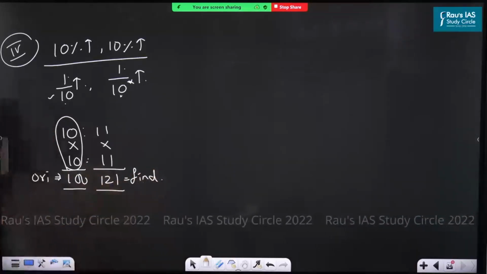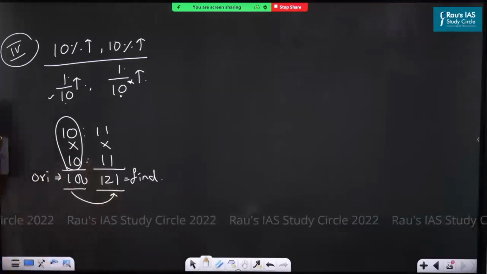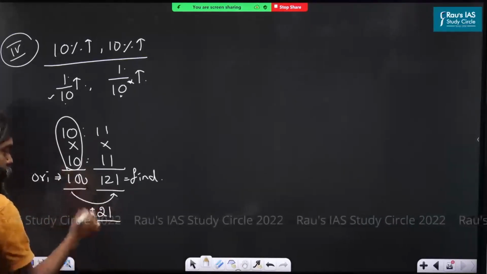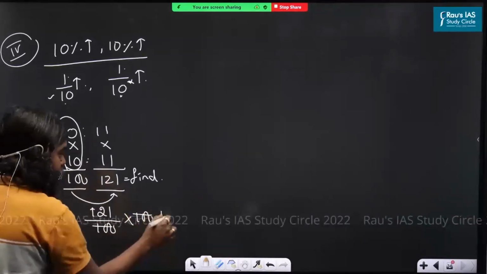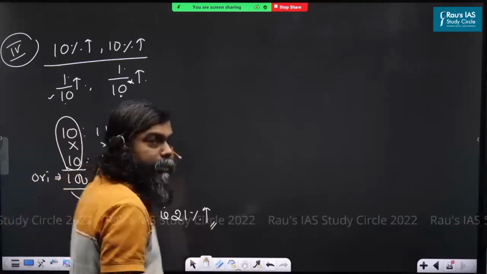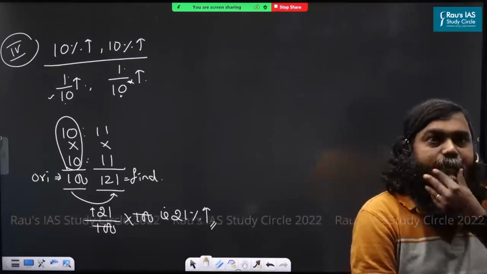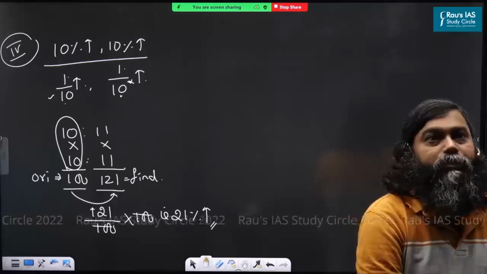Are you understood? Then compared to original, is final increasing or decreasing? Increasing. How much? 21. From where? Original, that is 100. Percentage means multiply by 100. That means 21% net increase in my income. Understood, everybody? Anybody have a doubt?